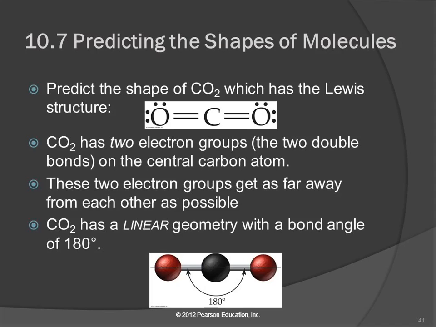So let's look at how this works. Here is carbon dioxide. We have to have the Lewis structure to be able to predict shapes. So here's the Lewis structure. We've already learned how to do that. Then we look at the central atom. We're going to stick to looking at simple molecules for this class. We look at the central atom and ask ourselves, how many electron groups are there? This double bond is one group of electrons, and this double bond is one group of electrons.